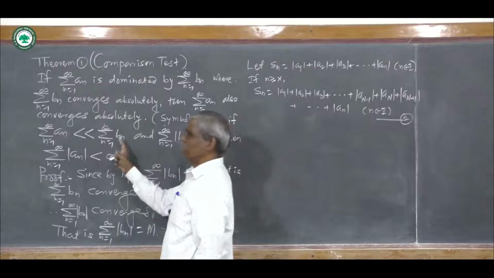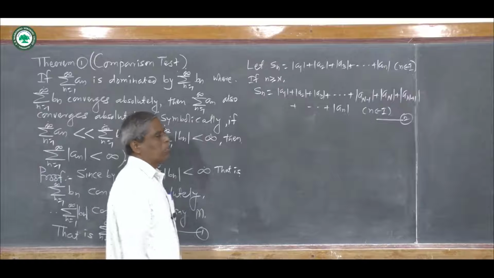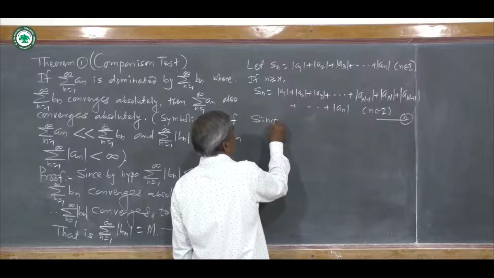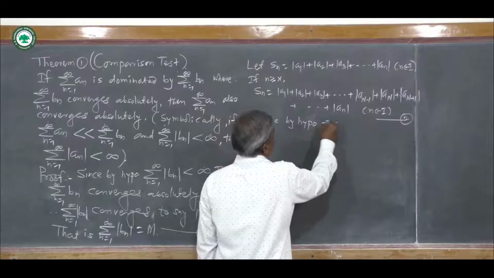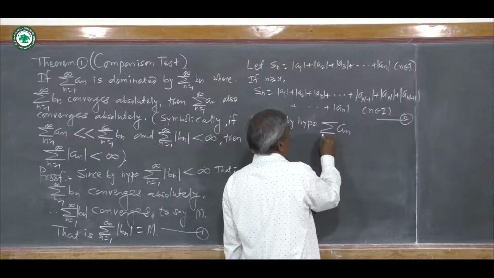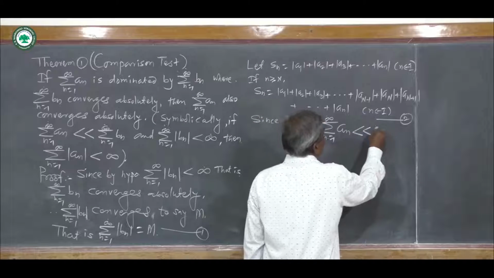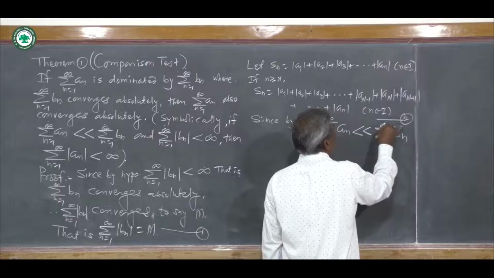Since by hypothesis sigma An, n is equal to 1 to infinity, is dominated by sigma Bn, n is equal to 1 to infinity.